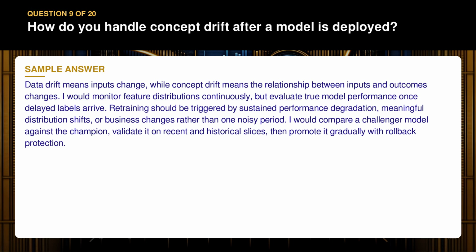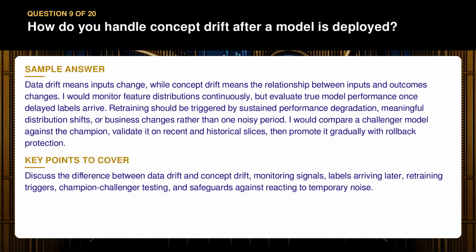I would compare a challenger model against the champion, validate it on recent and historical slices, then promote it gradually with rollback protection. Discuss the difference between data drift and concept drift, monitoring signals, labels arriving later, retraining triggers, champion-challenger testing, and safeguards against reacting to temporary noise.